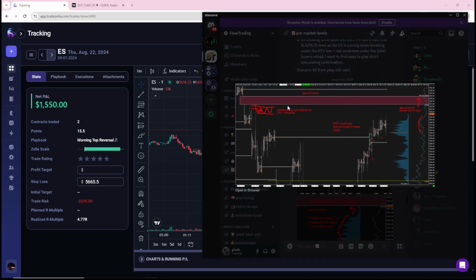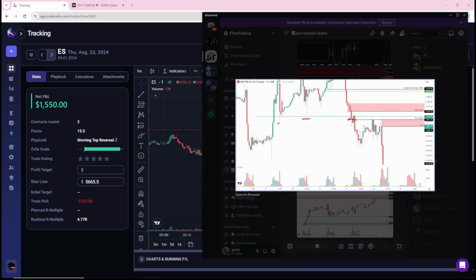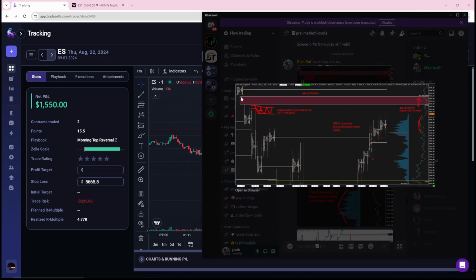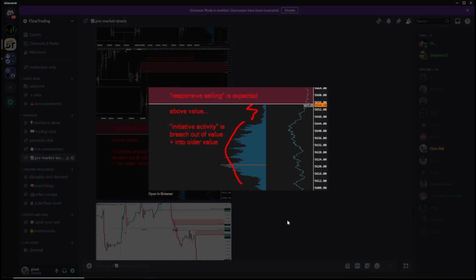And where I got this 6.2 supply zone from, I made it one big zone, but it was the consolidation here before we move back down, like I said, and the 6.5s was a prior balance low. So I made it one big zone. That's what the visual looked like on the profile. And using the 5-day volume profile, I said, okay, responsive selling is expected above value. So I would expect sellers to step in here.